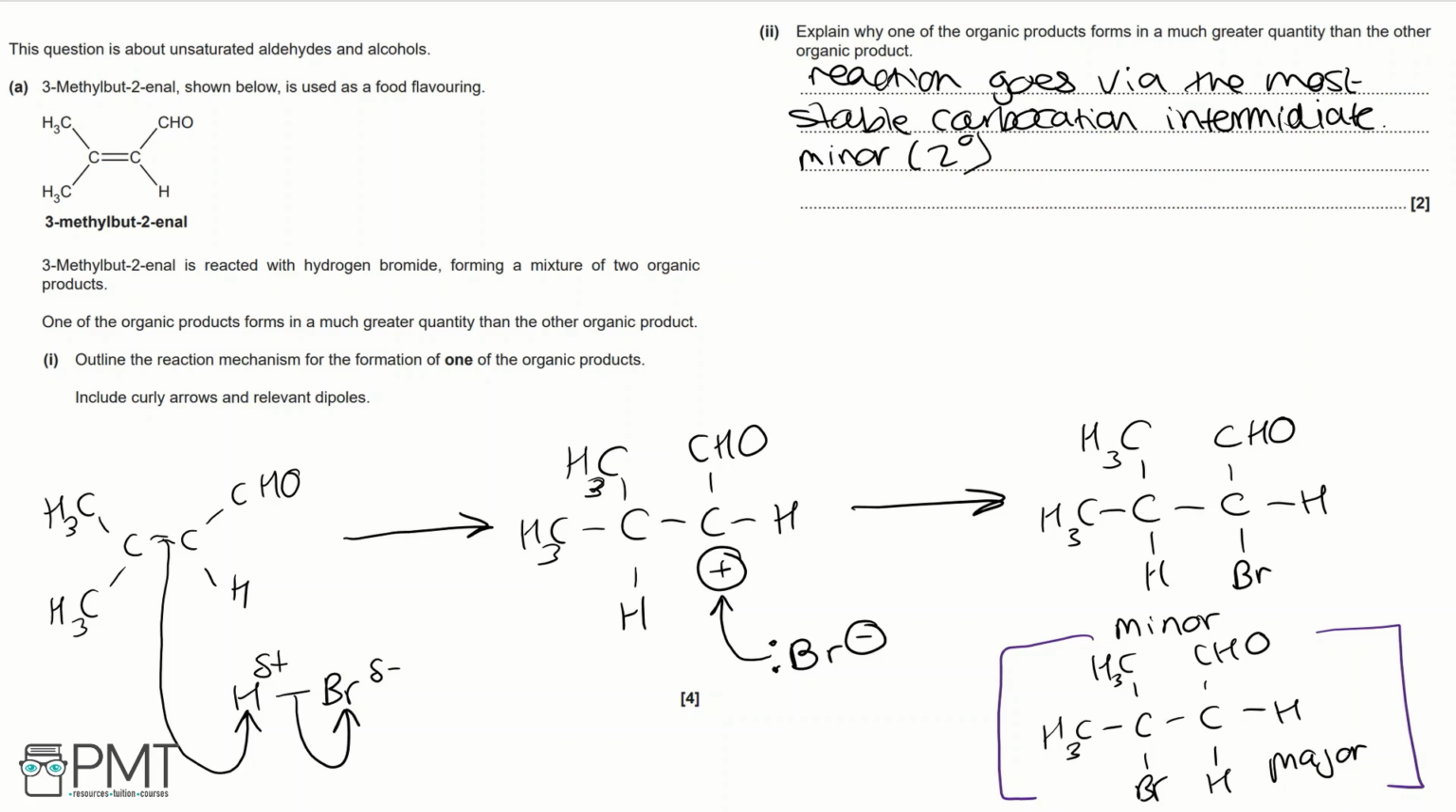And our minor product is a secondary carbocation intermediate, and our major is a tertiary. So we can see the higher we go in terms of being primary, secondary or tertiary, the more stable the carbocation intermediate. And this is what we need to write for this question. To get the marks for this question, you get your first mark for saying that the reaction goes via the most stable carbocation intermediate. You get your second mark for then noticing that you have a minor product with a secondary carbocation intermediate and a major product with a tertiary carbocation intermediate.